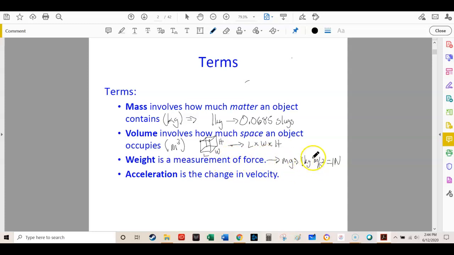Now, if you went to a different planet, on the Earth the acceleration of gravity is 9.8 meters per second squared. So if I weigh roughly 100 kilograms, my mass is 100 kilograms. That means my mass times gravity is going to be equal to 980. So my weight is going to be, what is that, 980 newtons. Okay.